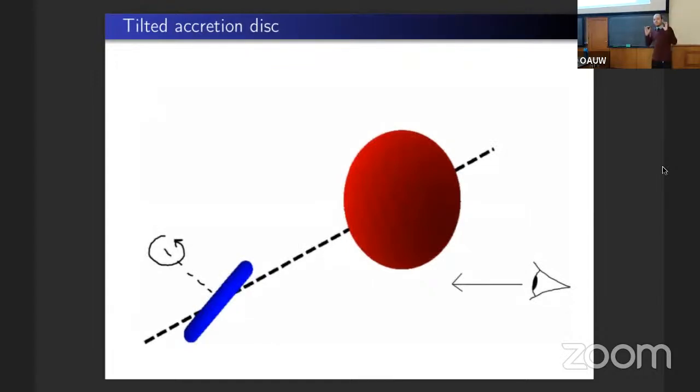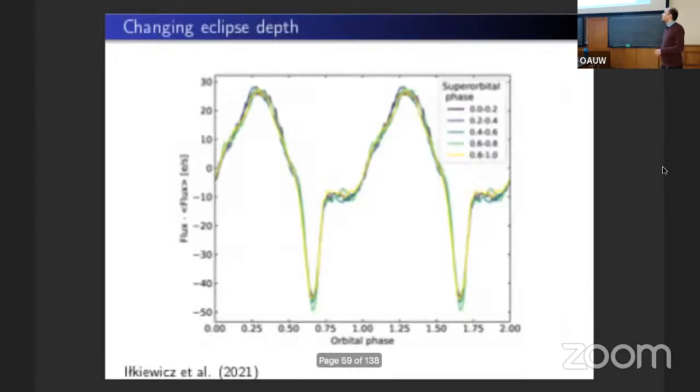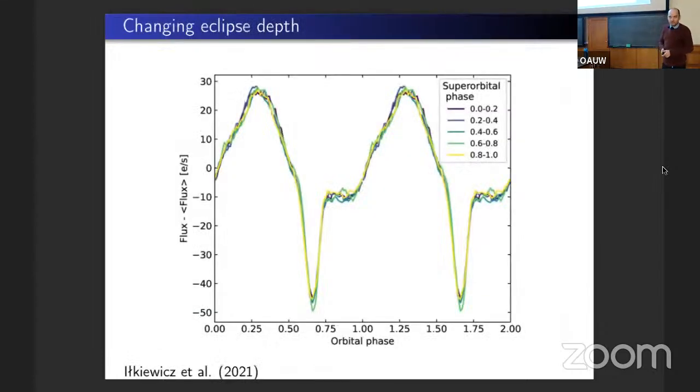So when you imagine that process, when you have a precessing disk at a different period than the orbital period, each eclipse should look different because each time there is an eclipse, the accretion disk is at a different phase of its precession. So it's oriented differently towards us. So each eclipse for each different superorbital phase should look different. And this is what I was looking for in AQ Men.